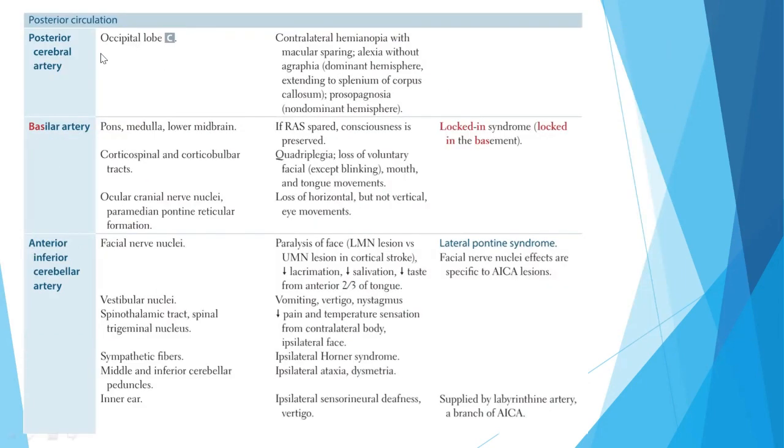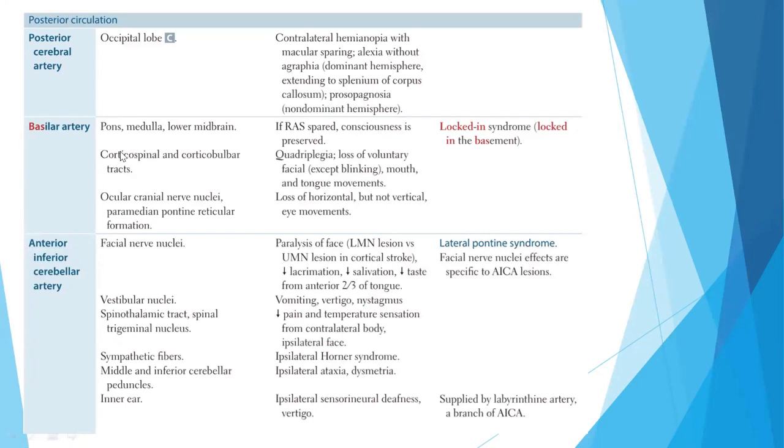Now, talking about the posterior circulatory strokes like posterior cerebral artery, basilar artery, and anterior inferior cerebellar artery. So, posterior cerebral artery supplies the occipital lobe. And if there is stroke involving this area, we can see contralateral hemianopia with macular sparing. We have discussed this in the visual pathway of the previous videos. Alexia without agraphia and prosopagnosia, okay, if it is in the non-dominant hemisphere.